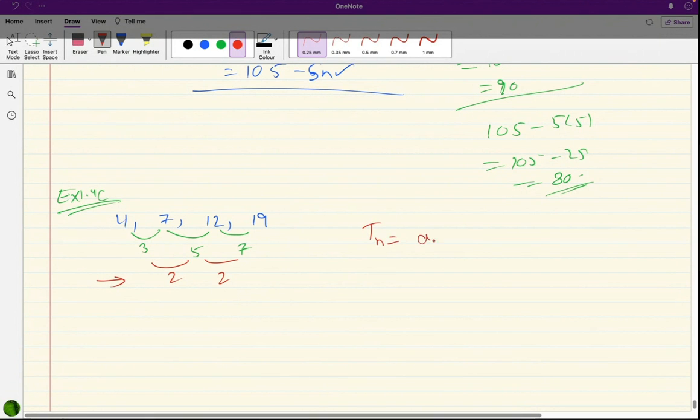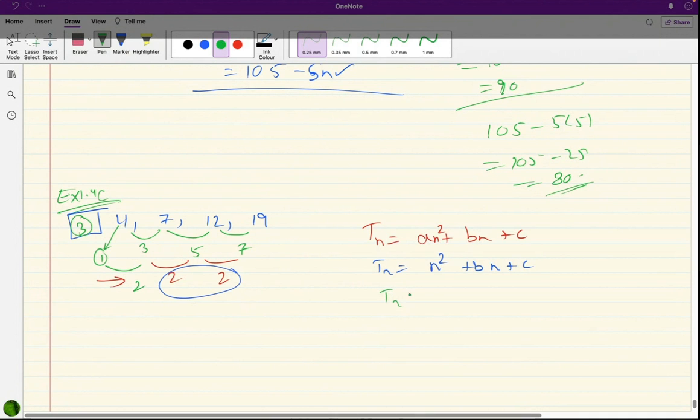Tn is equal to an square plus bn plus c. Now a is half of the second difference. So Tn is equal to 1n square plus bn plus c. And c is the zeroth term. To find the zeroth term, I'm going back 2. So 3 minus 2 is 1, and 4 minus 1 is 3. So I get the value of c. Tn is equal to n square plus bn plus 3.